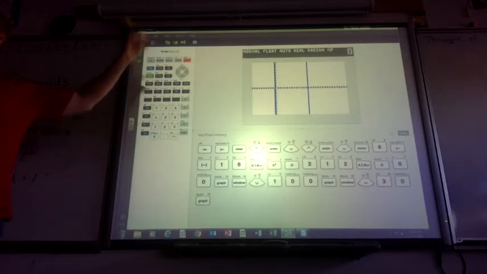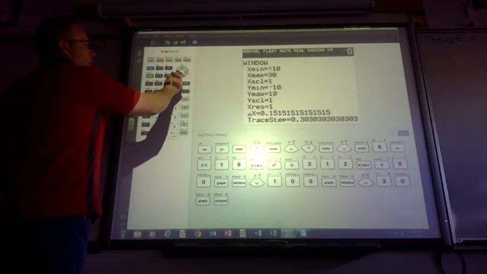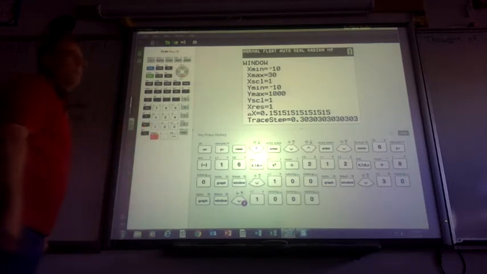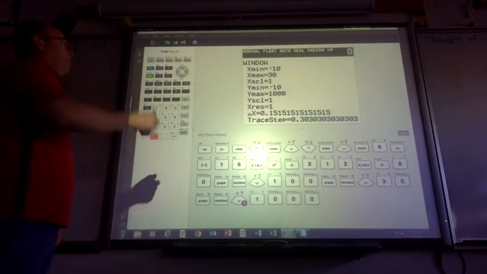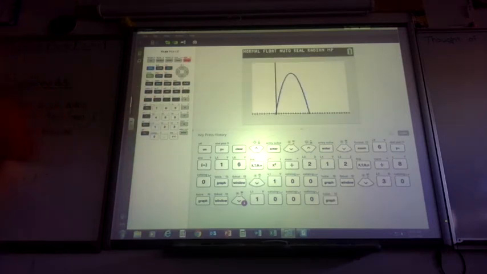So now I have to adjust the y direction. All right, let's go to the window. We're going to make the y maximum, I don't know, let's go to 1,000. So from negative 10 all the way up to 1,000. When we hit graph, hey, I can see my parabola pretty well. I did not do the zoom commands because it does distort it.